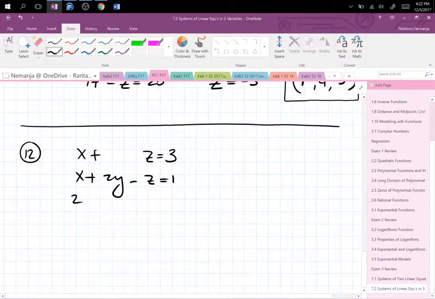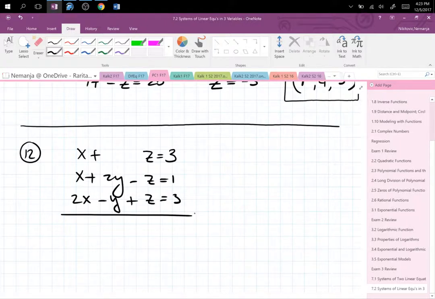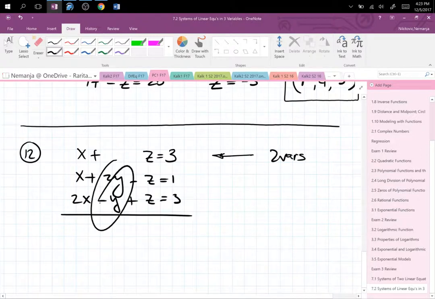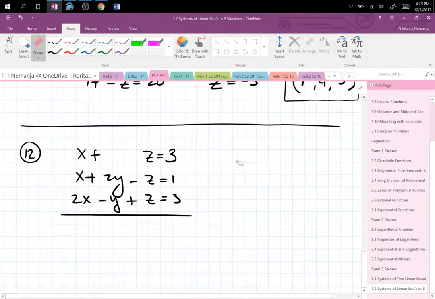And 2x minus y plus z equals 3. What should you eliminate? This one is already 2 variables. So get rid of y's and you're done. Right? If you go with z, you have to make pairs again and do all the work.